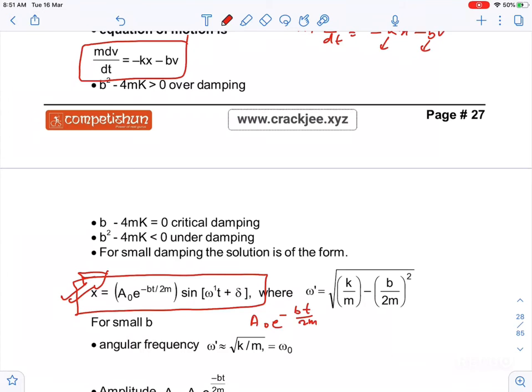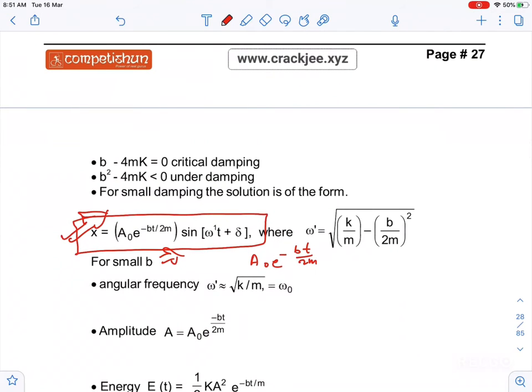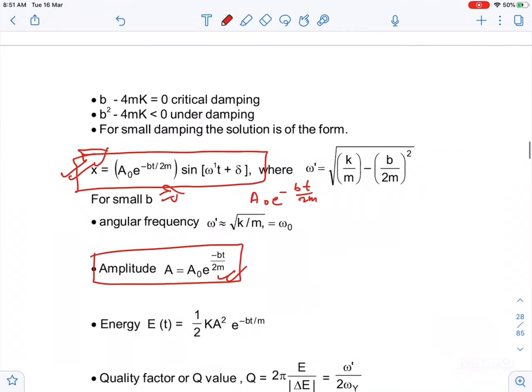I can tell you, in the last first session of JEE Mains, they asked one question on damped oscillation based on this formula, and in previous years they have asked many questions. So amplitude can be written as a naught e to the power minus bt by 2m. If you have to calculate the damped oscillation amplitude, it is e to the power minus bt by 2m.